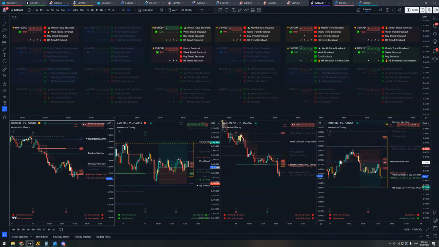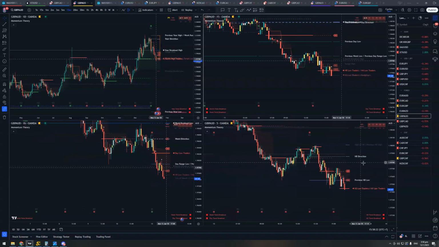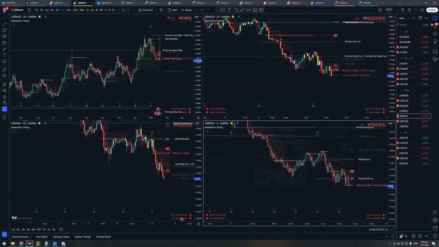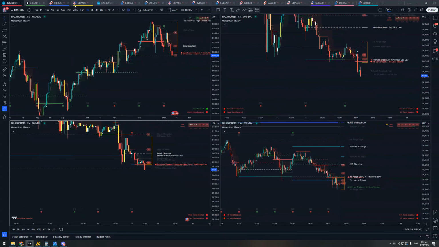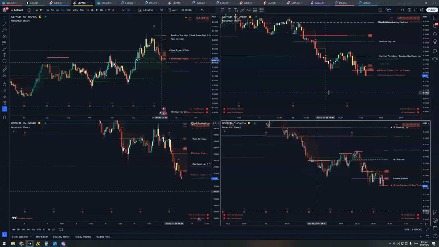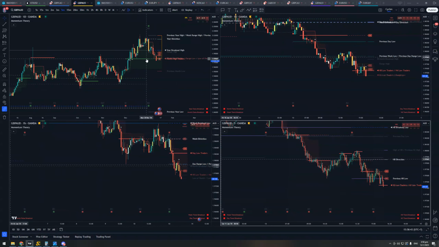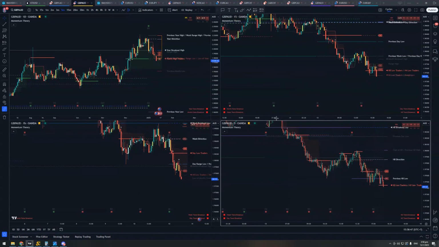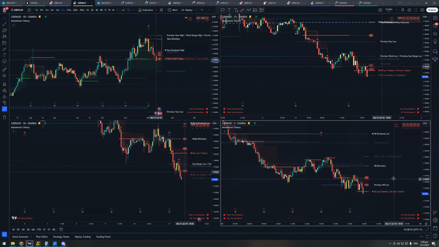GBPAUD also dropping down. Okay, so I need to decide which one I'm going to go for. I don't want to go for both of them. NAS is always going to be stronger in New York, so I'm leaning towards GBPAUD, but at the same time, I like the NAS setup a little bit better. This setup right now on NAS, breaking that monthly breakout level, is exactly what happened on GBPAUD, and I took a loss on that one. But this might be the continuation, so might go for this one.